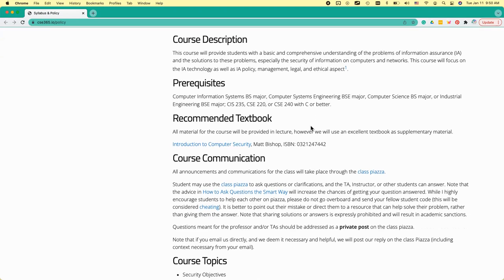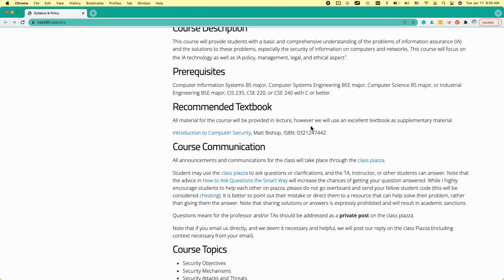And the prerequisite, because our class, they have to sign up. To sign up for classes, they have to. Okay, so we don't have to talk about prerequisites then.